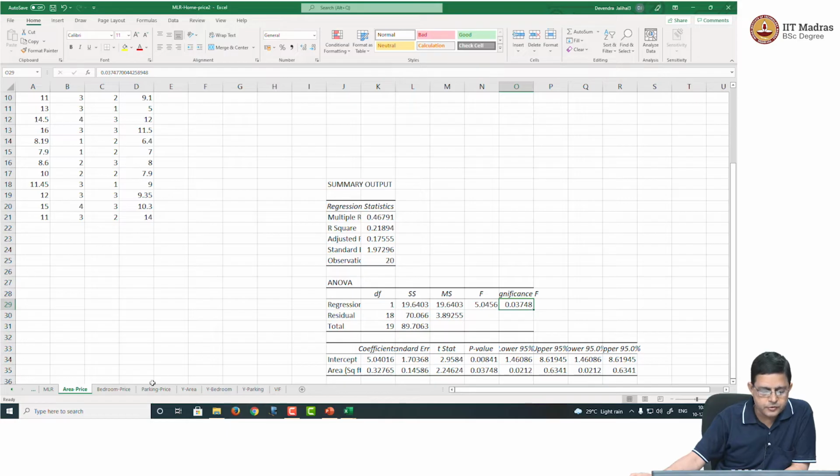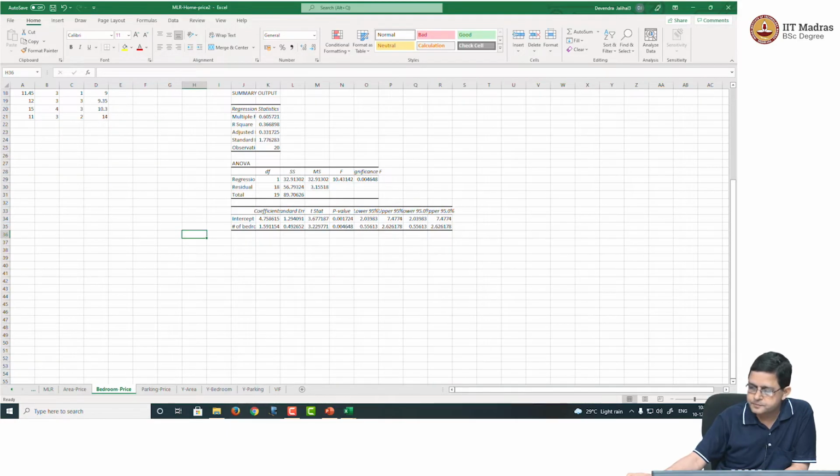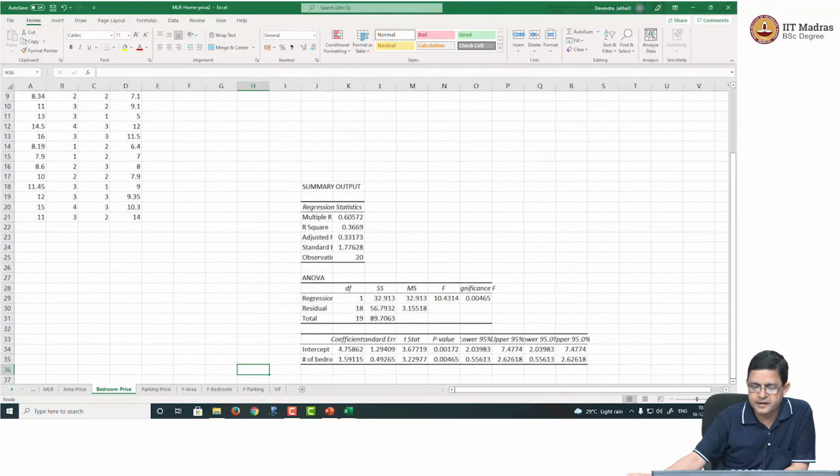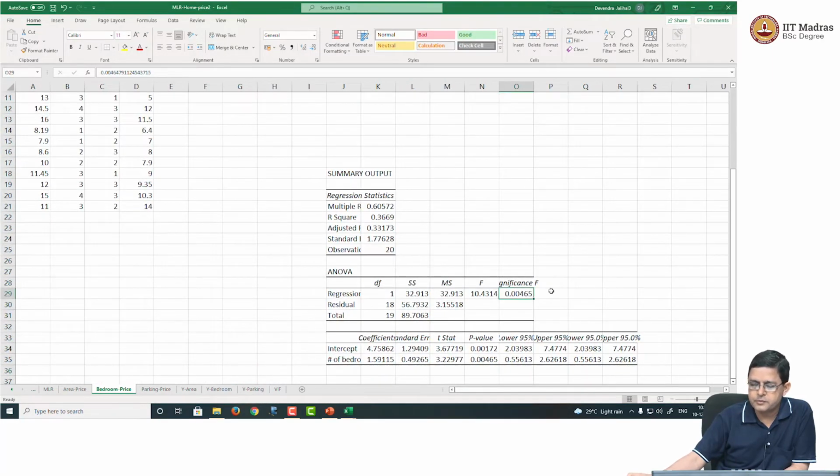If I only use the number of bedrooms and see the impact of that on prices, once again a simple linear regression, this p-value is once again very good, 0.004, which helps me reject the null hypothesis that this regression is not significant. So I can conclude that even this simple linear regression is significant.